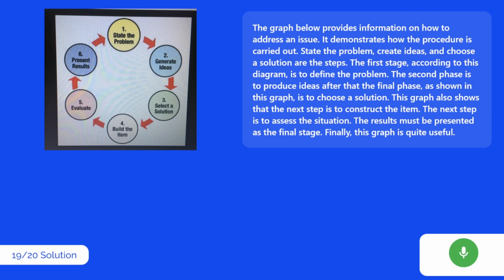This graph also shows that the next step is to construct the item. The next step is to assess the situation. The results must be presented as the final stage. Finally, this graph is quite useful.